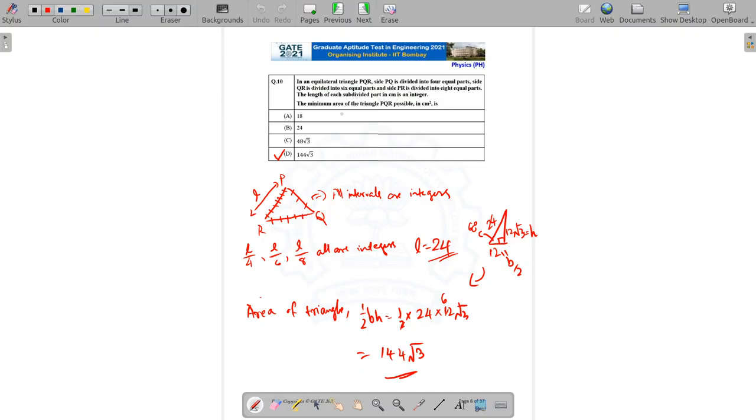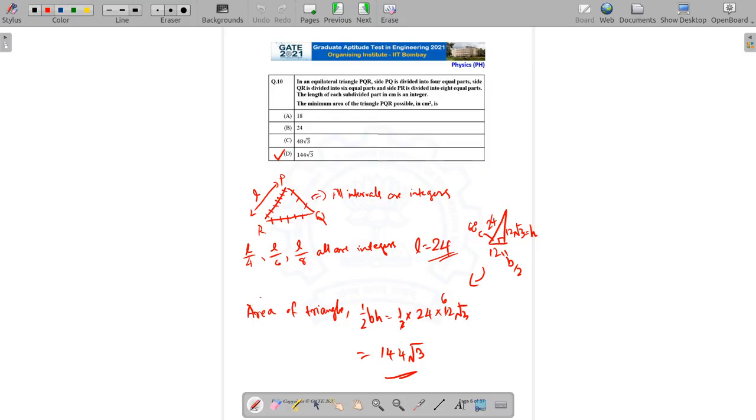Okay, so what is the minimum area of the triangle? Okay, so if L is the length of each side, then L by 4, L by 6, L by 8 are the segments. So the condition is that these are all integers. This happens first when L is 24. All the other multiples of 24 also satisfy this, but 24 is the smallest number. So in that case, what is the area of the triangle?